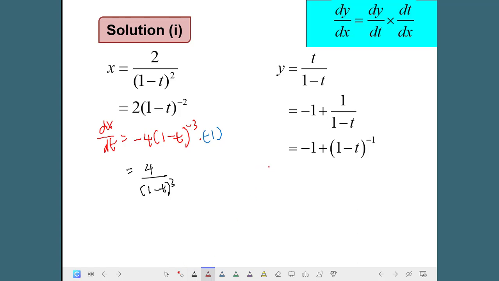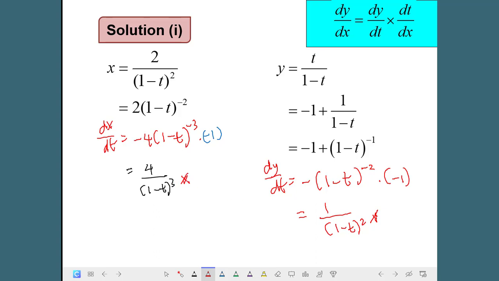For dy/dt, differentiate negative 1, a constant, which gives 0, and differentiate negative (1 minus t) to the power negative 1. Power rule: negative 1 brought to the front, and 1 minus t to the power negative 1 minus 1, which is negative 2. Then differentiate inside here, negative 1. Simplify, so 1 over (1 minus t) squared. This one is dy/dt.